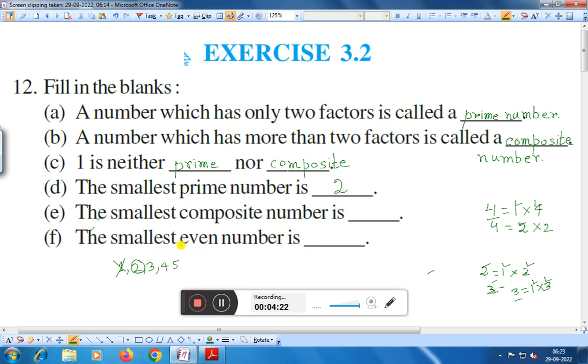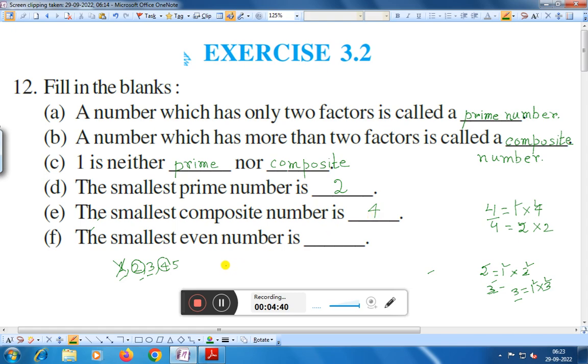Next one, the smallest composite number. Here you see we have written 1, 2. The 1 is neither prime nor composite. 2 is prime, again 3 is prime. And here you see number 4. This is the composite number. Therefore, the smallest composite number is 4.